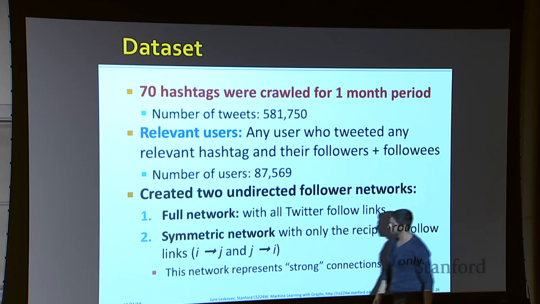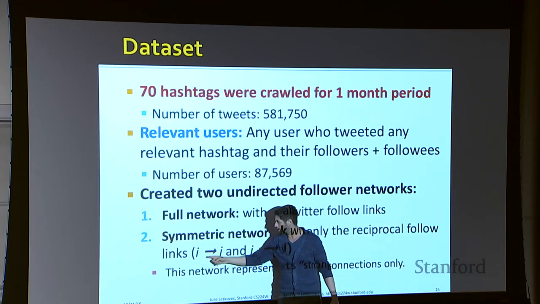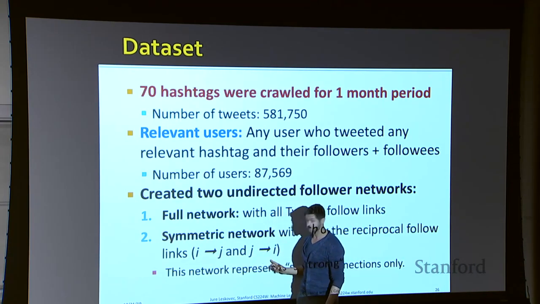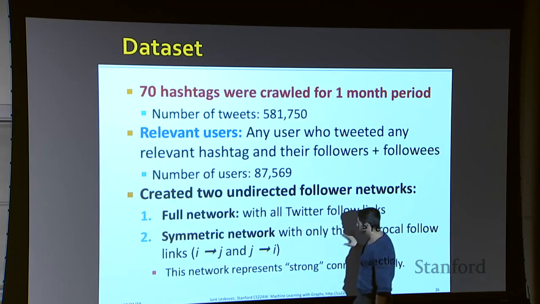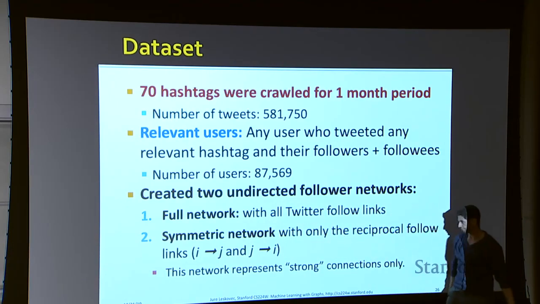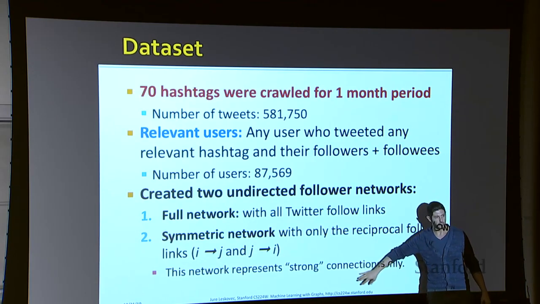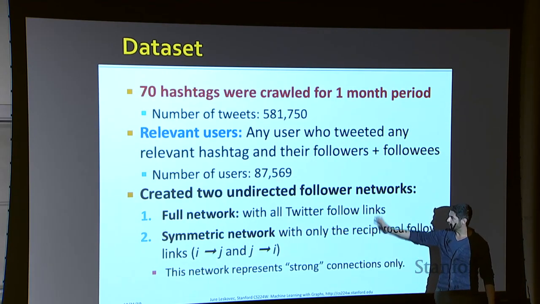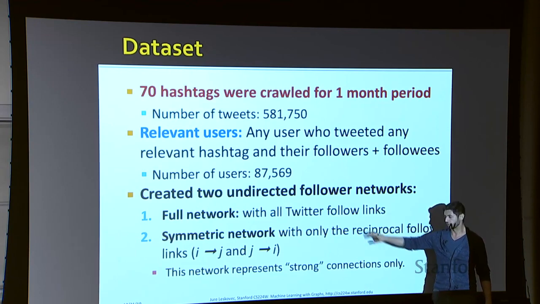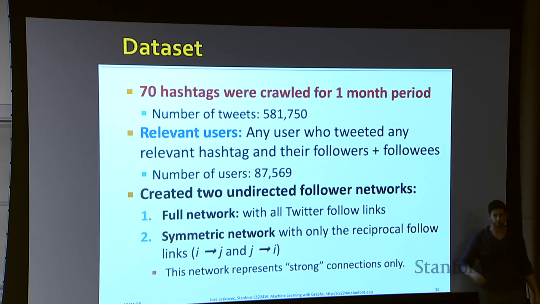So you have nodes I and J, you keep a link only if I is following J and J is following I, okay? And out of this data set, you're building an undirected graph, okay? And these are basically the strong connections. And we're going to be seeing why having these two different graphs is interesting, because they play a role later on in the analysis, okay?